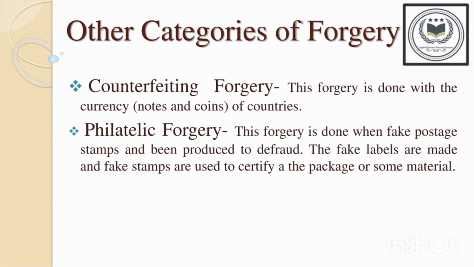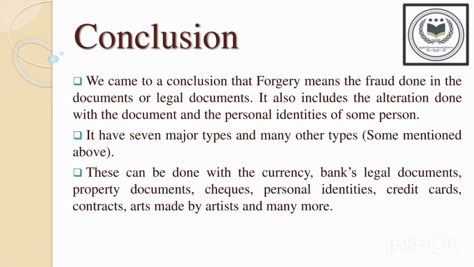This is done to defraud. So now we come to a conclusion that forgery means the fraud done with documents or legal documents, or it may include the alteration of documents or the personal identities of people. It is mainly of 7 types and many other types. These forgeries can be done with currency, banks' legal documents, property documents, notes, checks, personal identities, credit cards, arts made by artists, contracts, and many more.